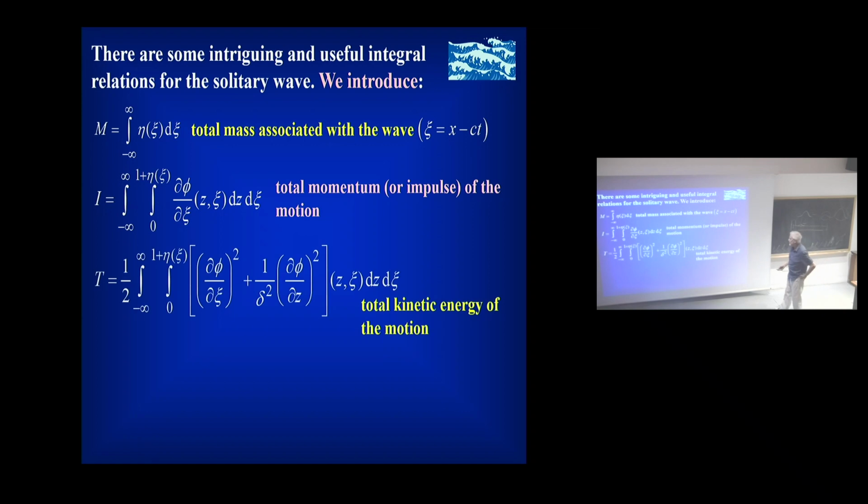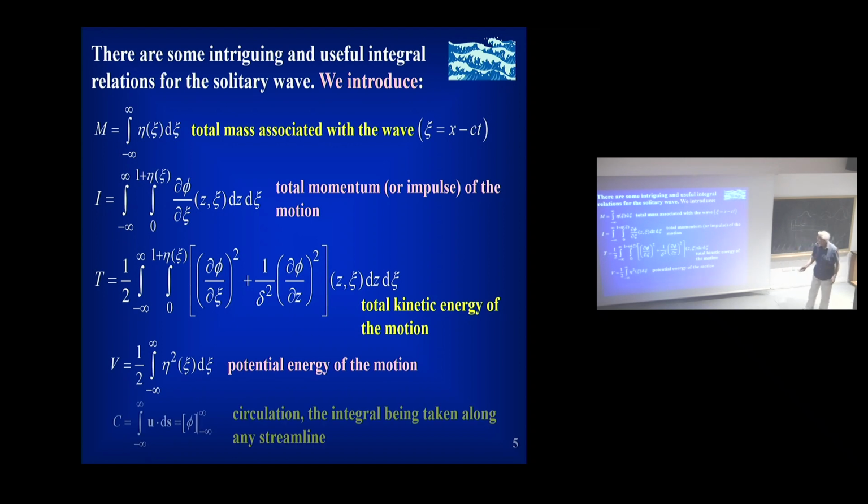Right, so total momentum. We can correspondingly, and again, I have left the delta squared in here, but just ignore it. Set it equal to 1. Total kinetic energy of the motion. There's the potential energy of the motion. That was mentioned yesterday, I believe, as well. And the circulation. This is the integral being taken along any streamline.